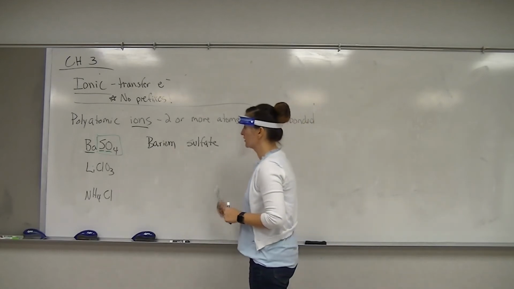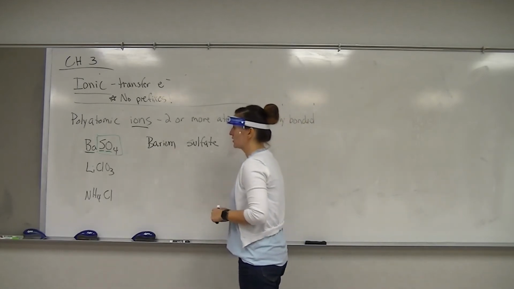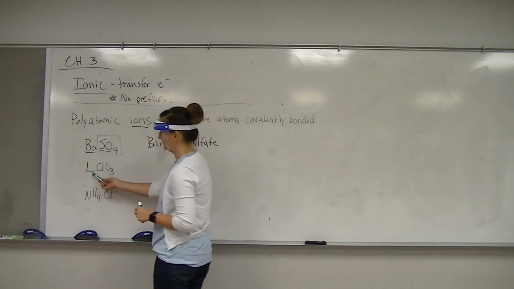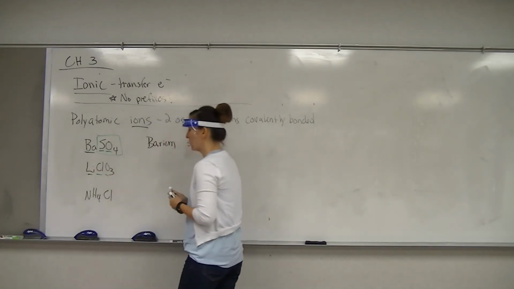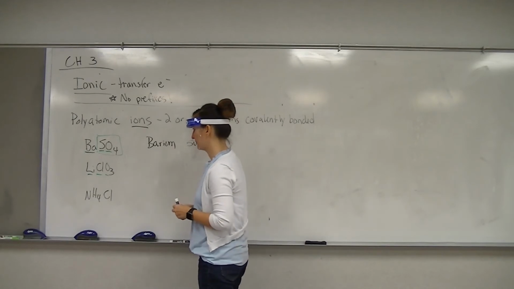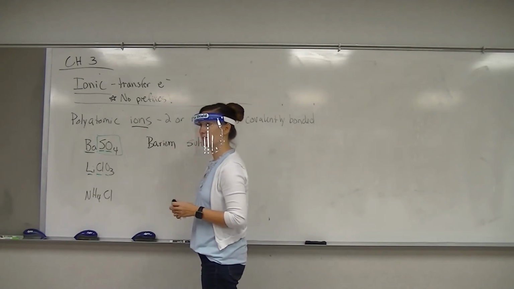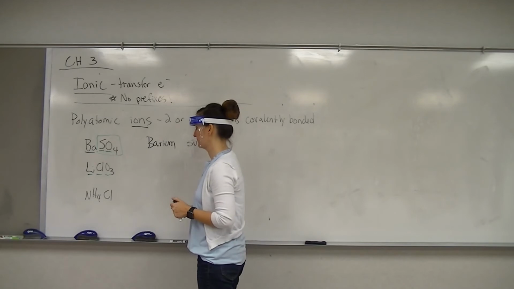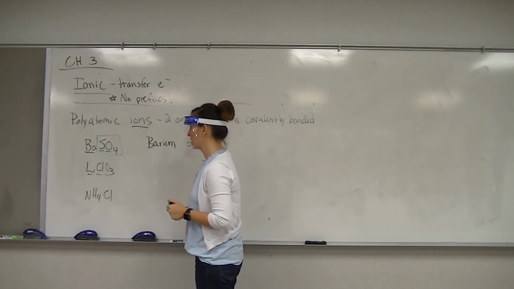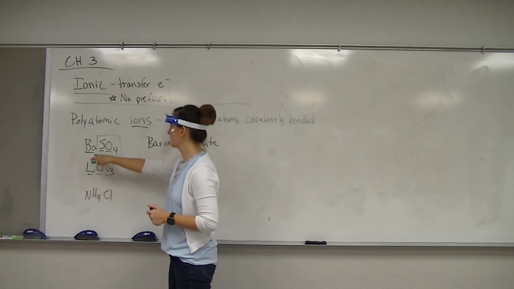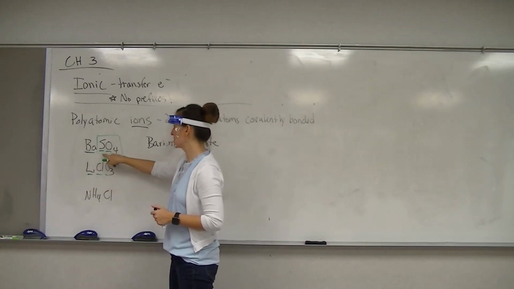All right, so let's try the next one. So we have lithium, chlorine, and oxygen. We're not including the oxygen if we write the polyatomic ions. There's oxygen, it's 3 oxygen. And so the first one, we have barium, sulfur, and oxygen.